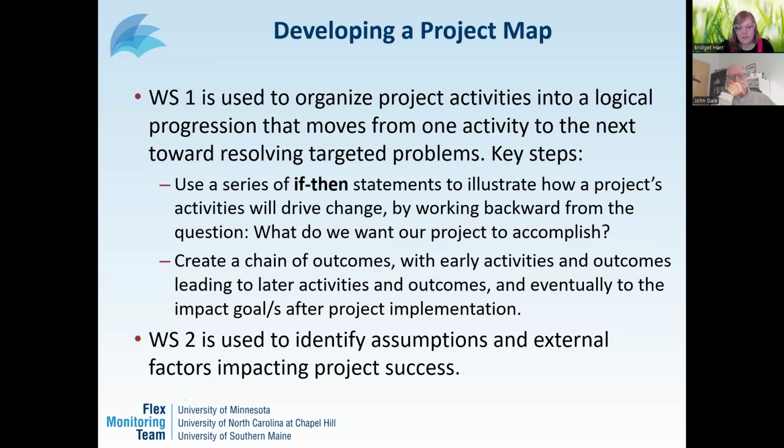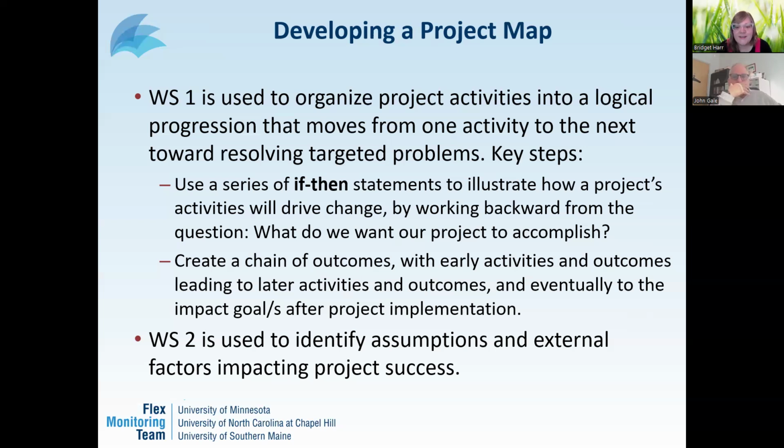So the first worksheet, when we start with worksheet 1, we're really laying the foundation for everything that comes next. This worksheet is where you create a project map, a roadmap that ties together your project activities, resources, outputs, and outcomes, leading toward your overall impact goal. In practical terms, worksheet 1 helps you answer, what problem are we trying to solve? What is our long-term aim or objective? And what series of steps will get us there?